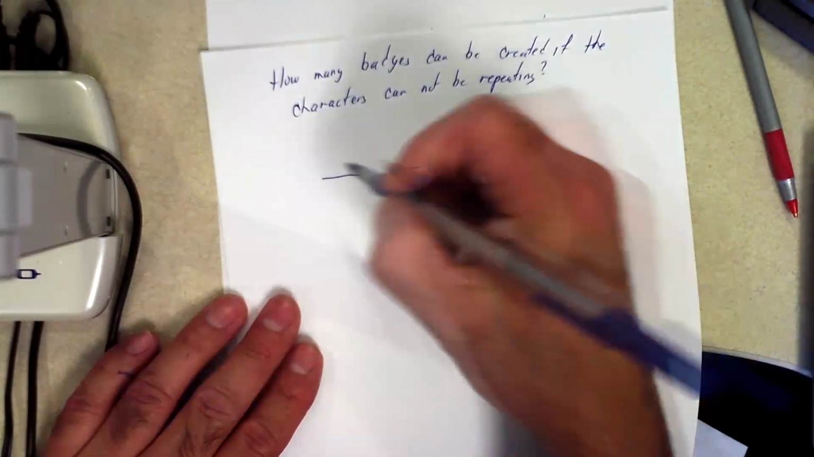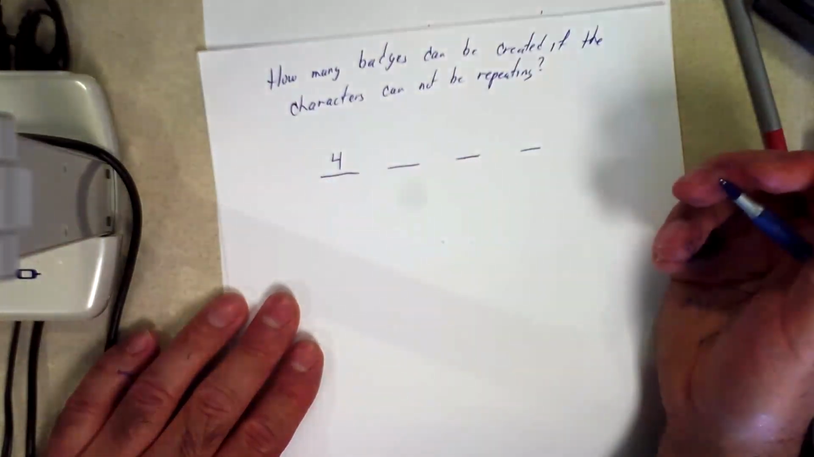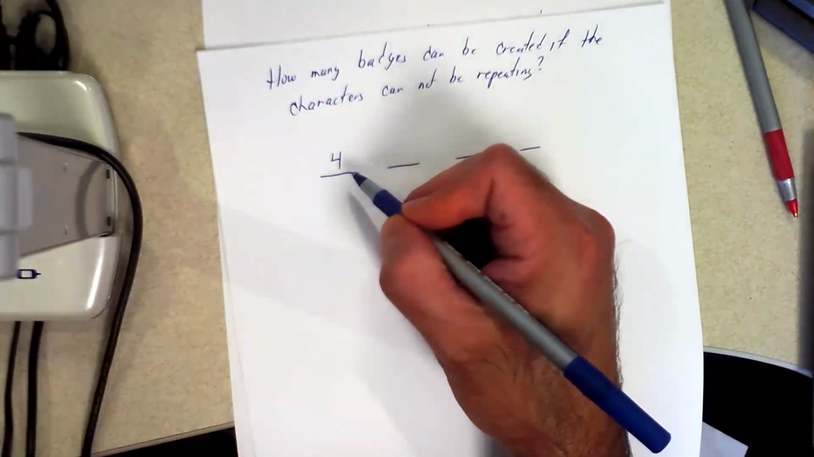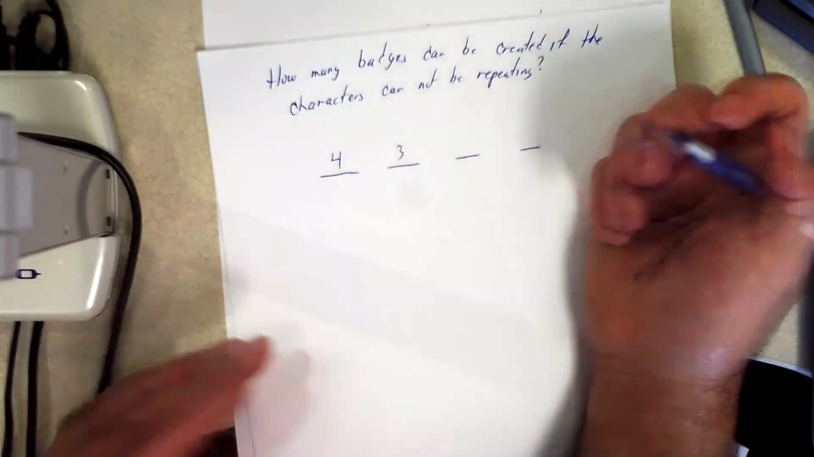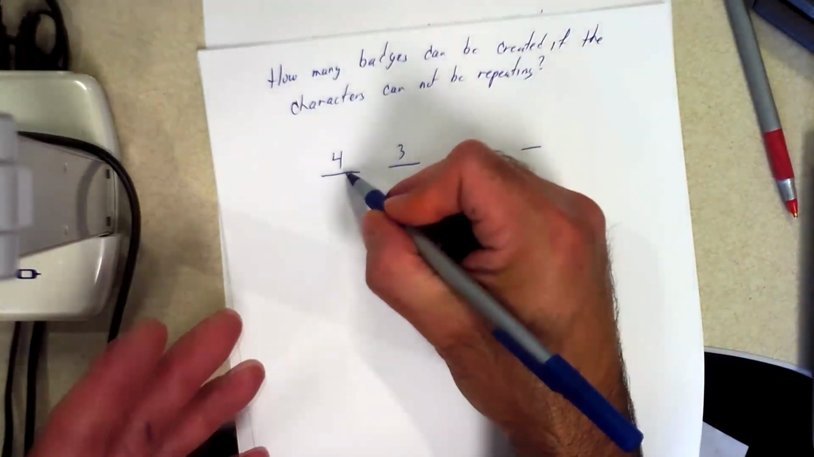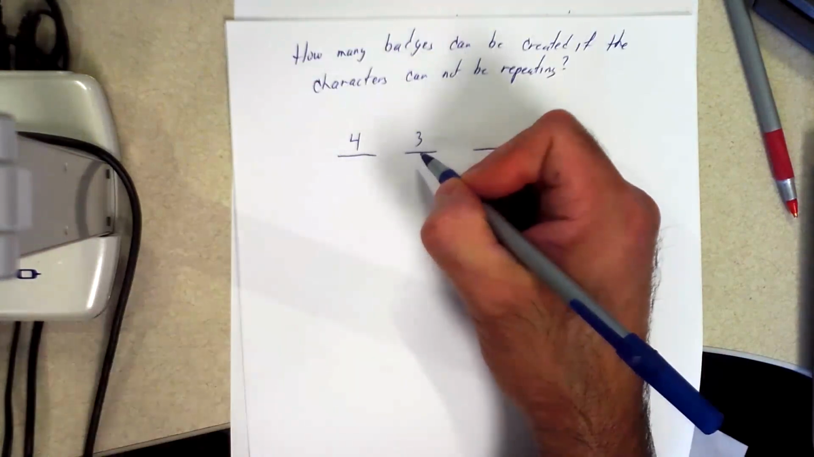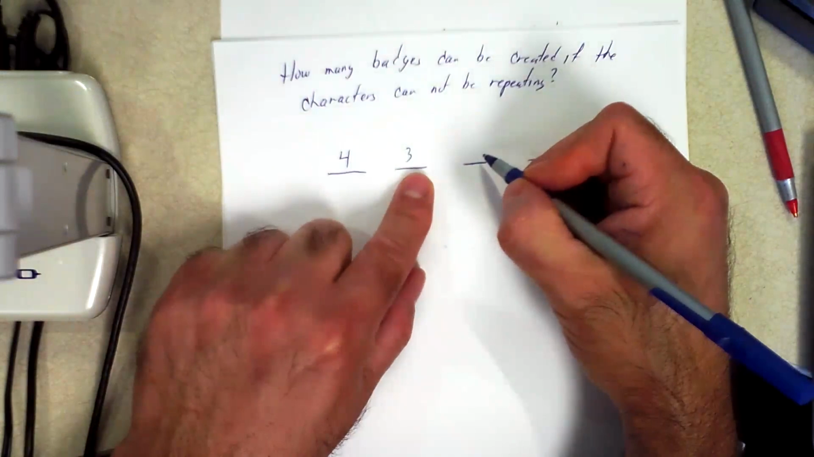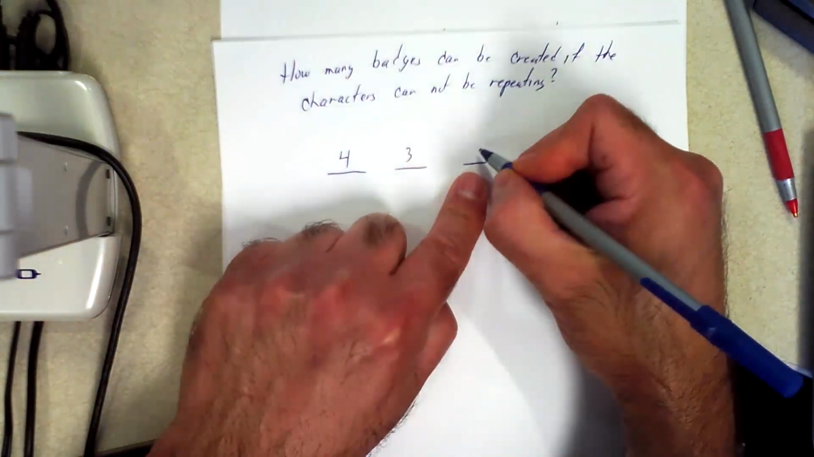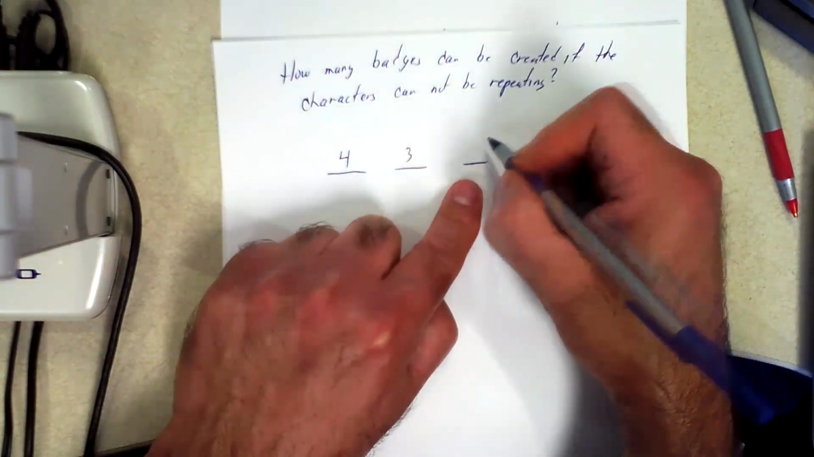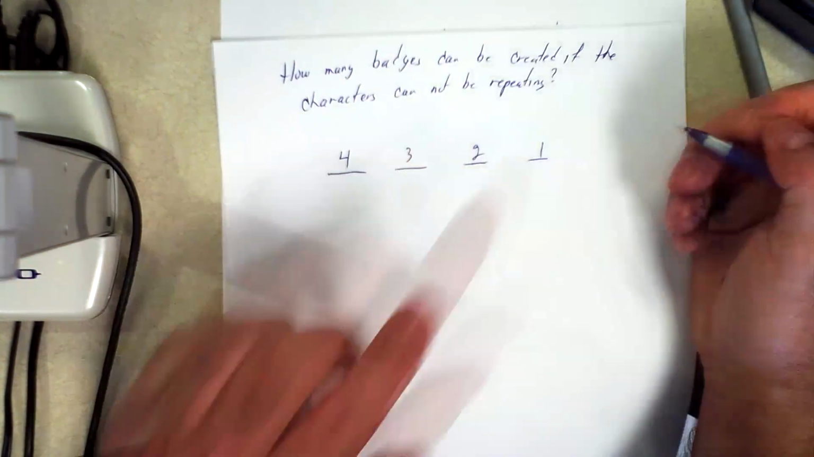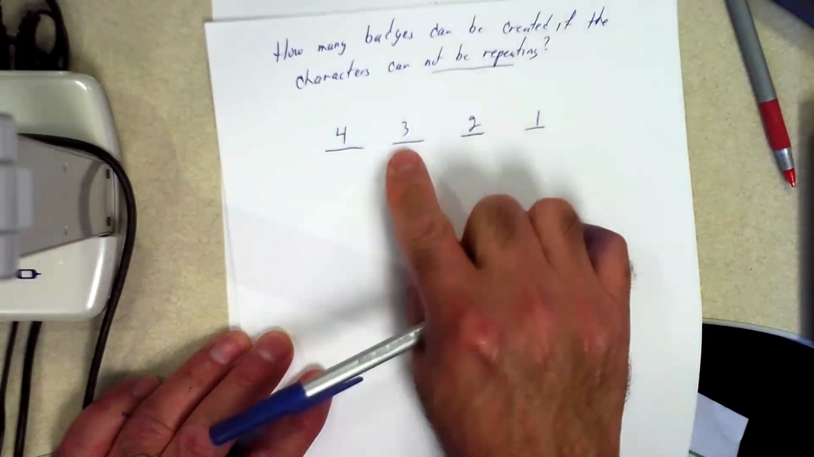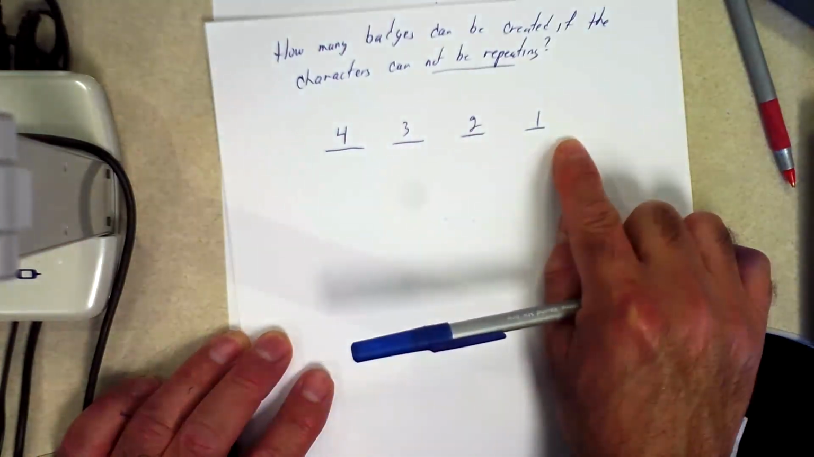For the first one, I have 4, right? But once I use one character, I can no longer use it. So I have to take one out. So now I have 3 choices. So let's say that I choose A. I can't use A for this one, so I can only use B, C, and D. I already picked a character, so then I can't use A and B. So now I have 2 choices, and then I have 1 choice. Because they cannot be repeating, the number of choices starts to diminish.